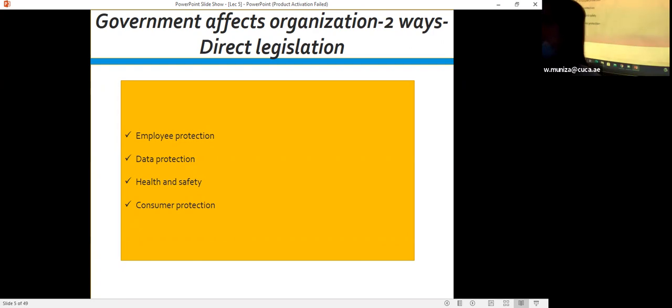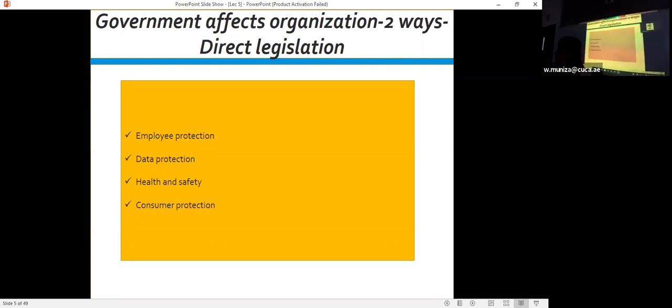Then we have health and safety acts as well. Every employee has the right to a safe environment in the organization. You can see outside there are first aid kits, and we also have fire extinguishers. Why is this so? Because the organizations are following the health and safety acts presented to them by the government.